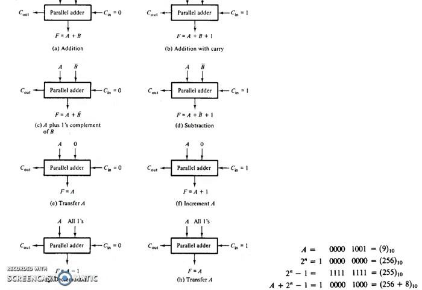If A is taken as some value 9, its binary equivalent will be 1001. And if n is taken as 8, then 2 raised to n will be equal to 256. The binary equivalent will be 1 followed by n zeros. And if 2 raised to n minus 1 is taken, then what happens? You will have n ones. That is, you will have all ones.